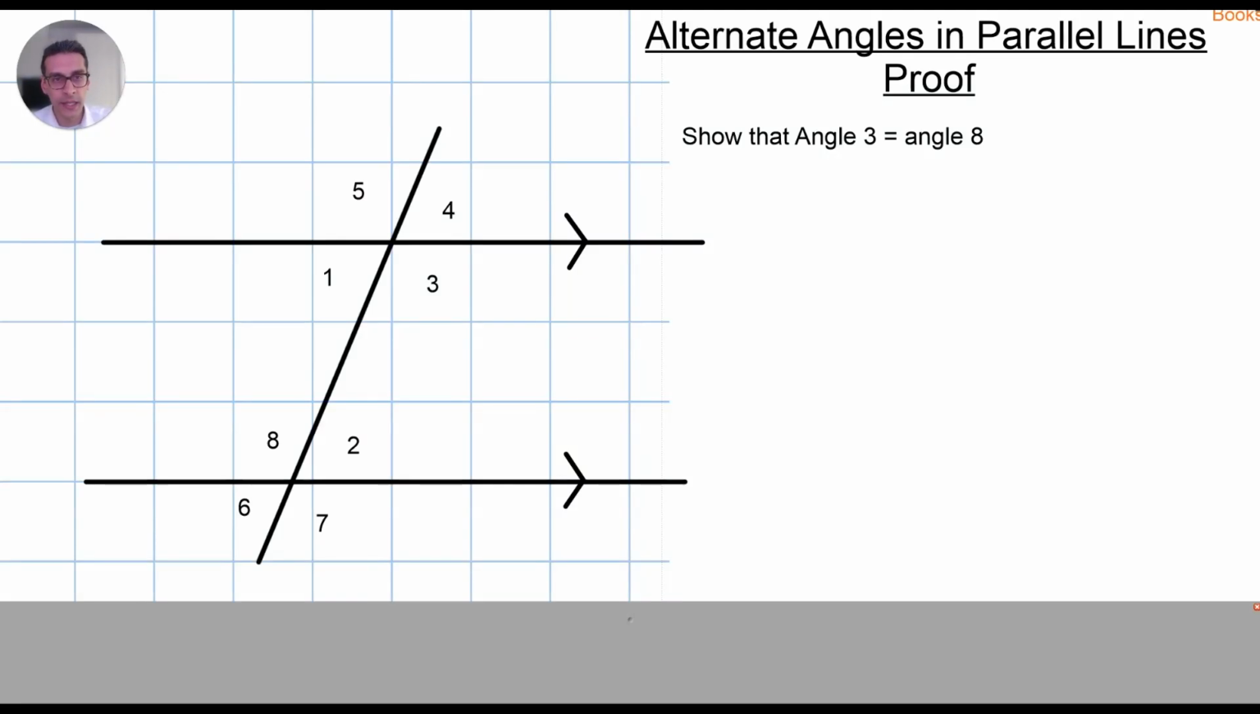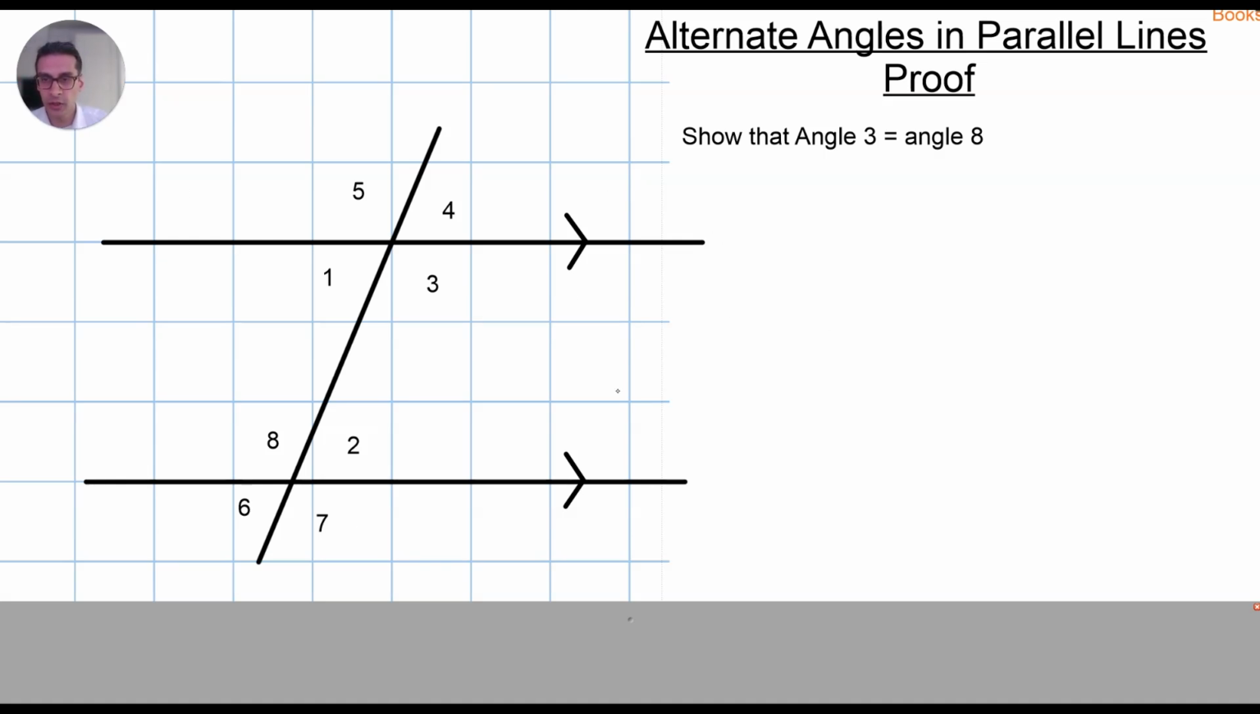So we're going to look at a proof of why alternate angles are equal. We're going to use facts that we already know, such as vertically opposite angles are equal, corresponding angles are equal, and angles on a straight line sum to 180. Those facts are enough to help us with this proof.